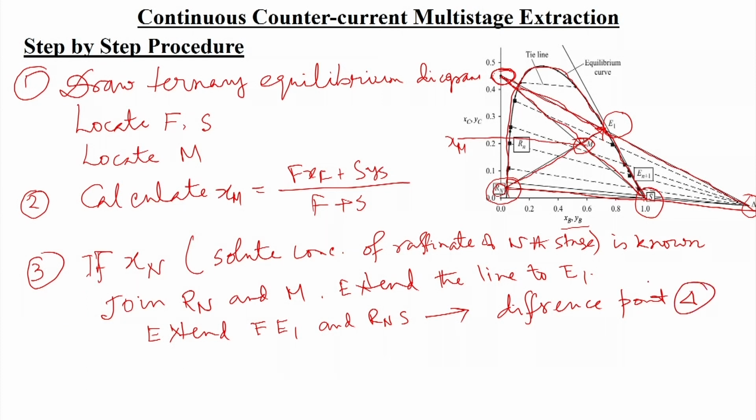Okay. Now the fourth stage will be like this: draw the tie line, just like whatever we have done in the other extraction processes.